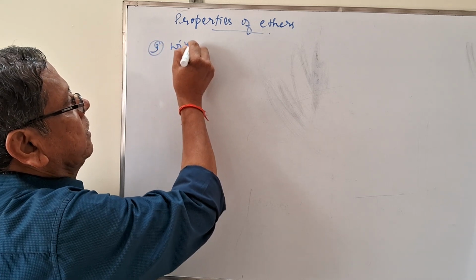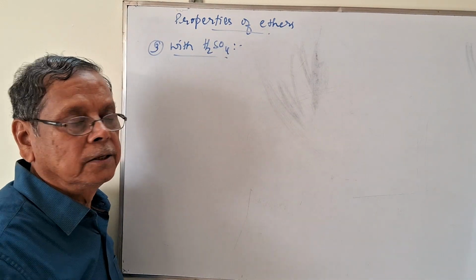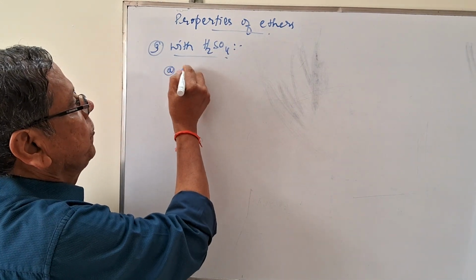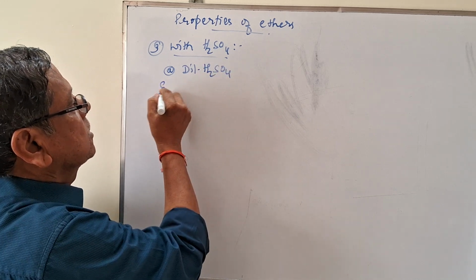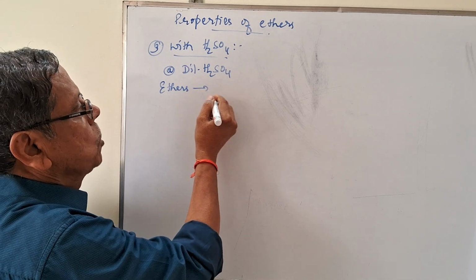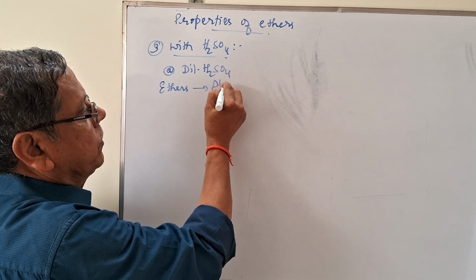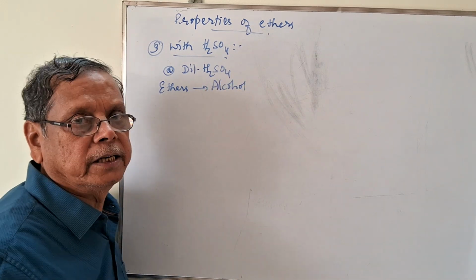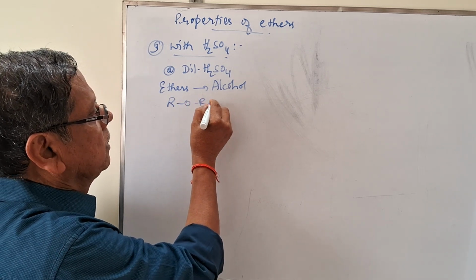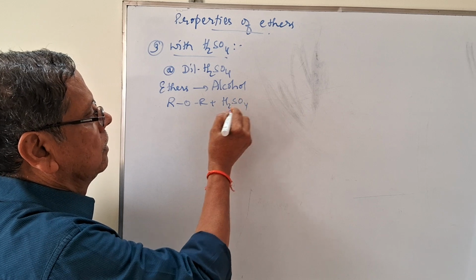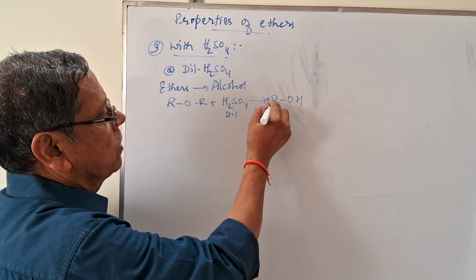Reaction with sulfuric acid. Again, there are two reactions under this sulfuric acid. One is with dilute sulfuric acid. With dilute sulfuric acid, ethers give rise to two alcohol molecules. It is actually hydration of the ethers. For example, if I take this ROR, react with dilute H2SO4, it will give rise to ROH, two molecules of ROH.